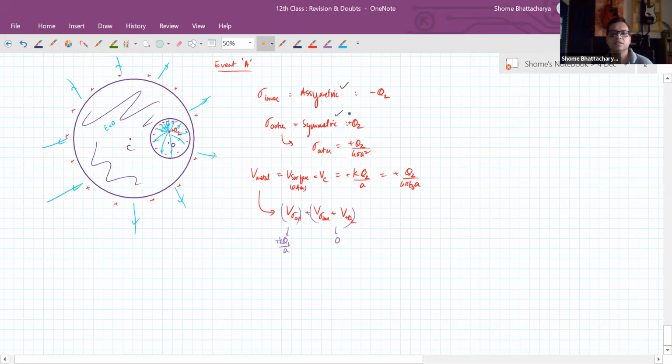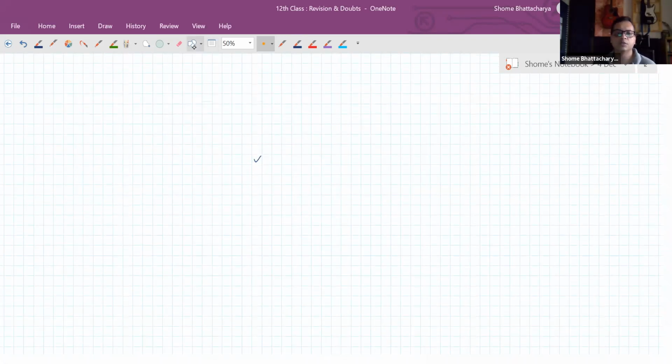We can see they are symmetric like this. And we know the potentials. Not only do we know the potential of the metal, but we also know the individual contribution from each of the charges. Okay. Now we will do the similar thing for the second event and then we will superimpose.